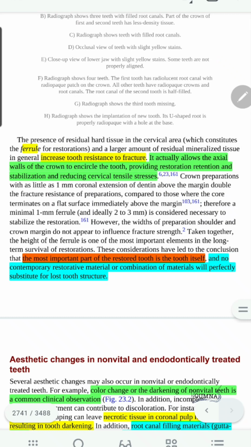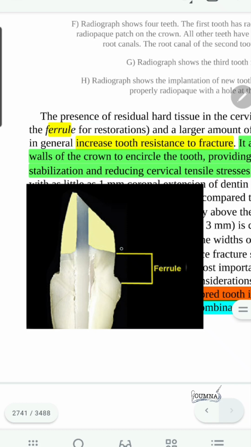The ferrule. Let's explain what a ferrule is first. A ferrule is the dentinal walls, 3 to 4 millimeters, that the crown or the restoration will cover, and it will sit on the finishing line. So the more we have of this length, the more we are giving support to the restoration that we are putting in. So it is so important for full crown preparation to have a ferrule no less than 4 mm.